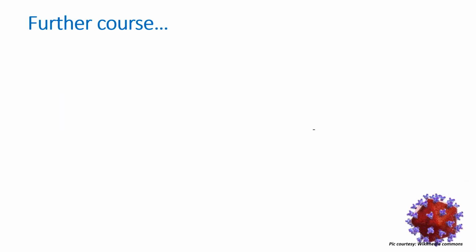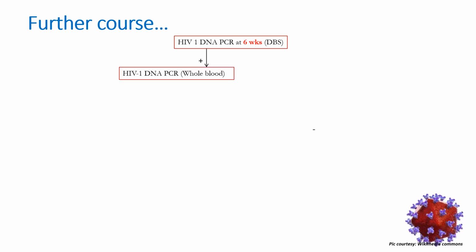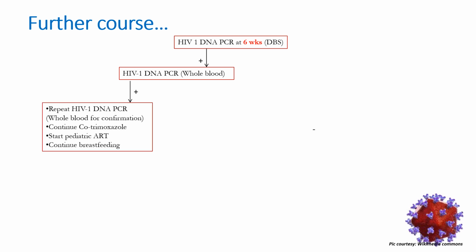So considering the further course of babies who are delivered to these mothers, we perform an HIV-1 DNA PCR at 6 weeks in the dried blood spot specimen, and if it turns out to be positive, we repeat the same HIV-1 DNA PCR but this time in the whole blood. If again it is positive, we repeat it again for final confirmation, continue cotrimoxazole therapy for prevention of pneumocystis jirovecii infection, start pediatric antiretroviral therapy and continue breastfeeding.